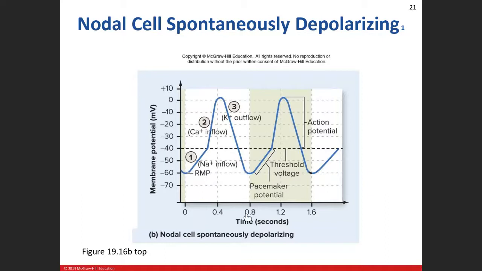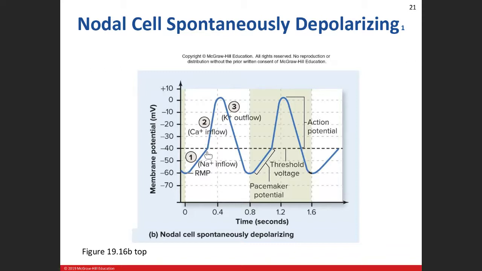You can see time is on our x-axis and voltage, our membrane potential, is on the y-axis. It takes a little bit of time to go from our resting membrane potential to our threshold value. But as soon as that occurs, it takes virtually no time whatsoever for depolarization to occur and get up to that 0 value there.